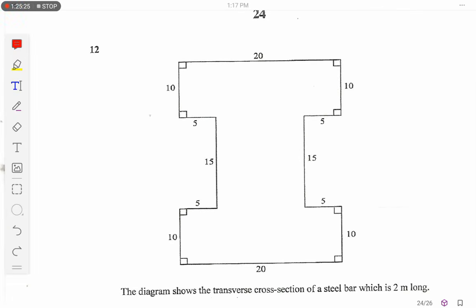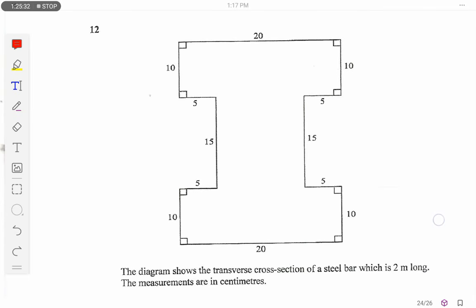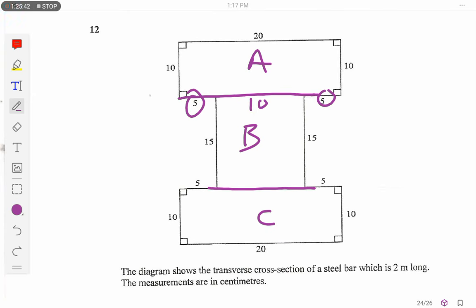Let's do the last question, boys and girls, ladies and gentlemen. We want the area of this shape. You can divide this figure into A, B, and C. Here we have 5, here we have 5, so here it's 10. So here I can say it's 10, 10. Area of A is going to be length times width. That's 20 times 10, we get 200. For B, 10 times 15, we get 150. For C, it's the same as A, so it's 200.